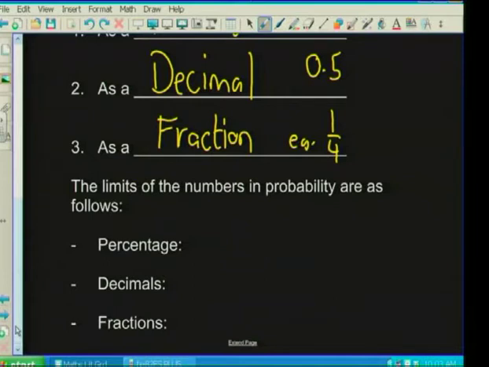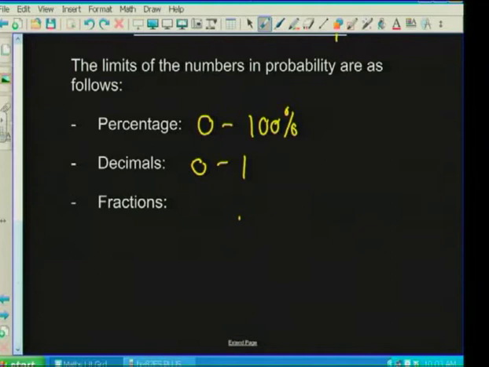You can see the limits of the numbers in probability are as follows. As a percentage, 0 to 100%. You cannot have less than 0% and you cannot have more than 100% when speaking of probability. As a decimal, the values are 0 to 1. And then lastly, as fractions, you could choose any fraction and you could say 0 over, let's make it 10 this time, and that would then go to 10 out of 10. Again, you couldn't have something that said 11 out of 10, for example, as a fraction, because that would fall outside of the range of probability.